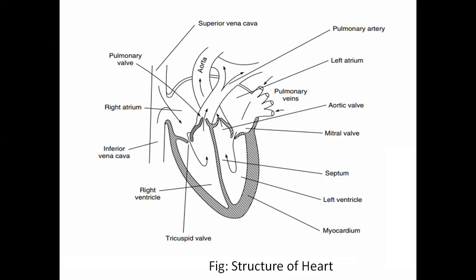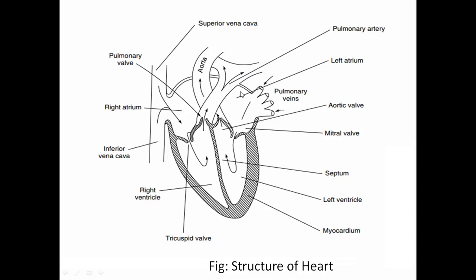In the lungs, the deoxygenated blood will be converted into oxygenated blood, and that oxygen rich blood from the lungs will be received by these pulmonary veins, and from these pulmonary veins the blood will be filled in the left atrium.